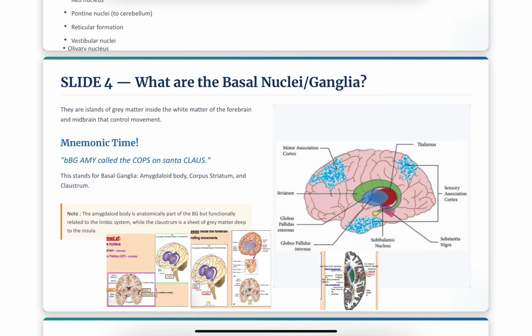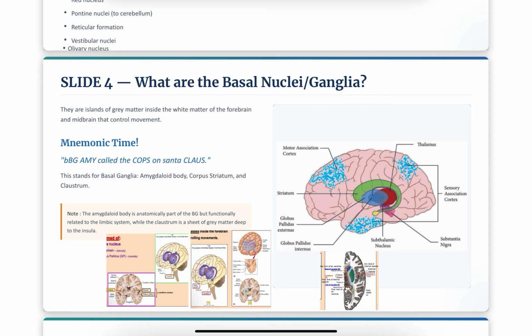One important note is that the amygdaloid body is anatomically considered part of the basal ganglia, but function-wise, it's associated with the limbic system, and we're going to have a video about the limbic system later on.